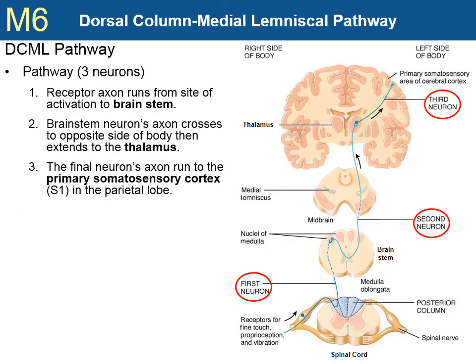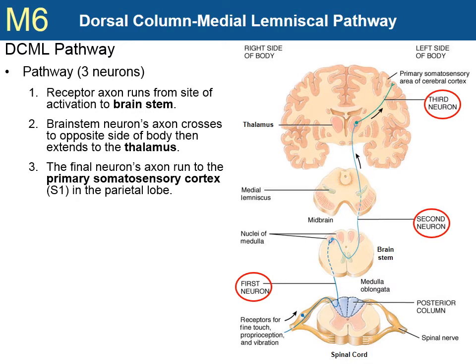Now let's look at the pathways to the brain. The first is the dorsal column medial lemniscal pathway, or DCML for short. The DCML consists of 3 neurons. The receptor axon runs from the site of activation all the way to the brain stem. That is, from a finger touching something and feeling it, the neuron that detects that runs from the tip of your finger all the way to the medulla in the brainstem.